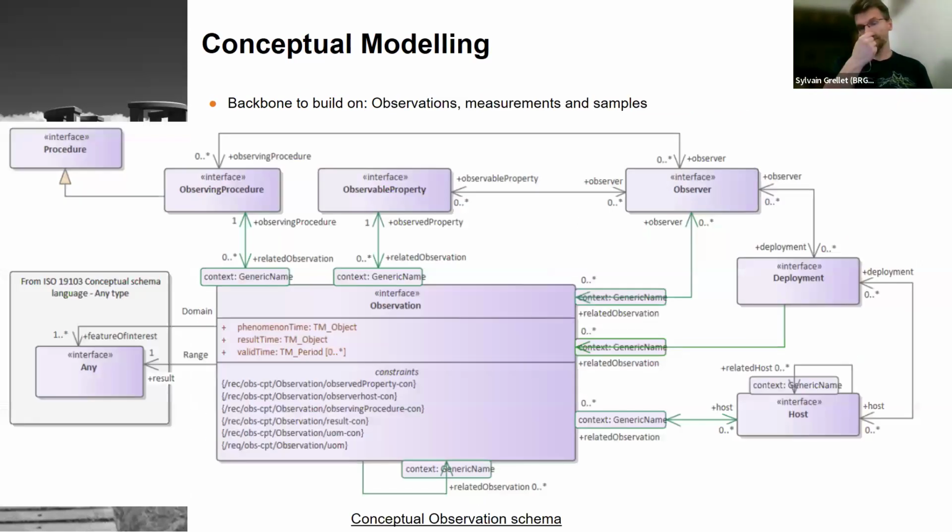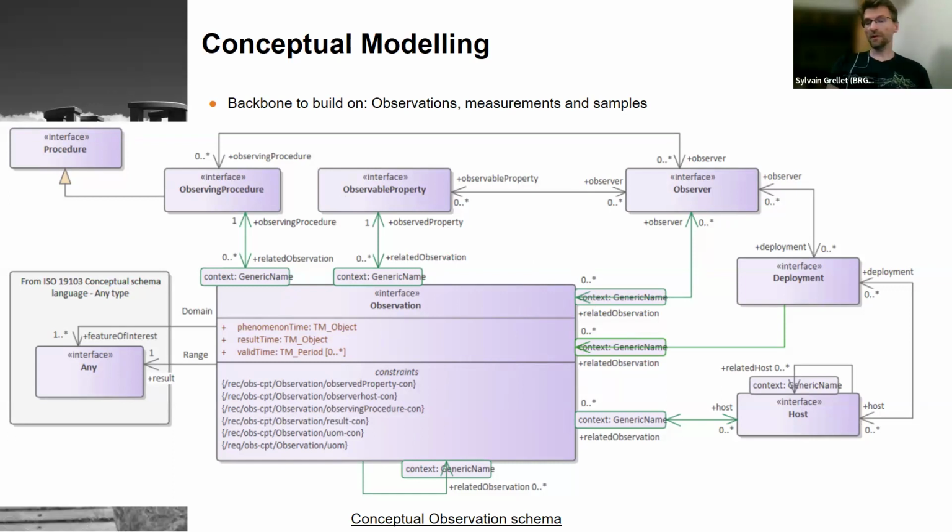The actual conceptual model for OMS looks like this. That's a conceptual schema where you have the same thing as I presented. You observe a feature of interest. Actually, you observe a property of a feature of interest using a procedure. What is observing? It could be just an observer or a more complex deployment of an observer on a host. That's for the observation part.